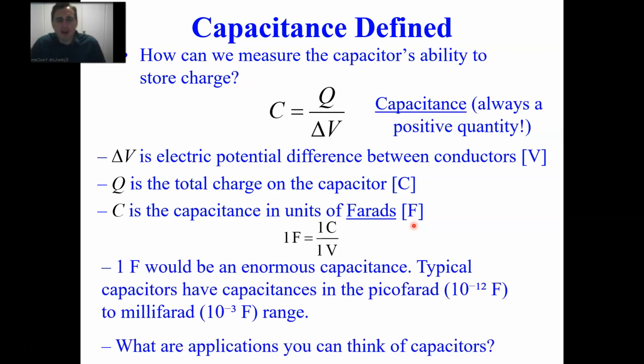So, moving on from there, 1 farad would be an enormous capacitance. Typical capacitors have capacitances in the picofarad to millifarad range. So that's 10 to the minus 12 farads to 10 to the minus 3 farads. In fact, the most common range of capacitor values that I've seen is in the microfarad range, so that would be on the order of 10 to the minus 6 farads.